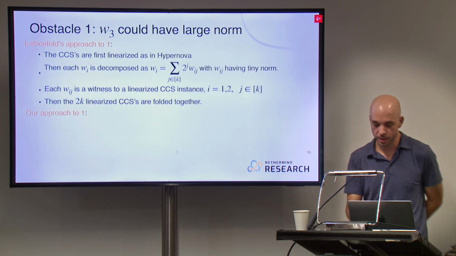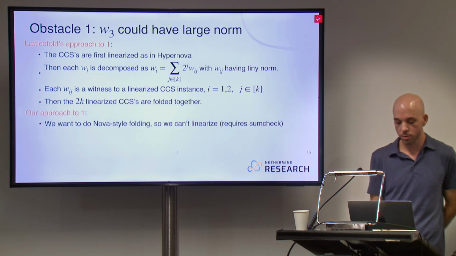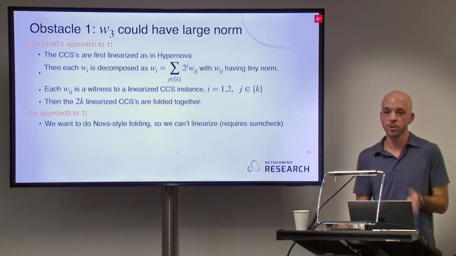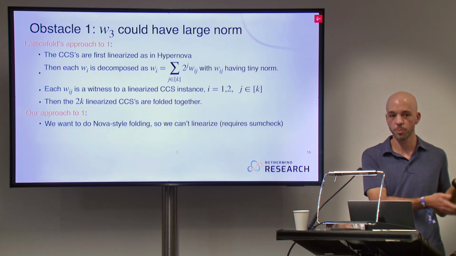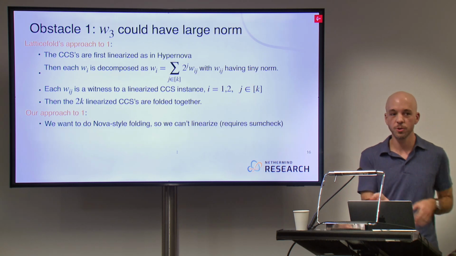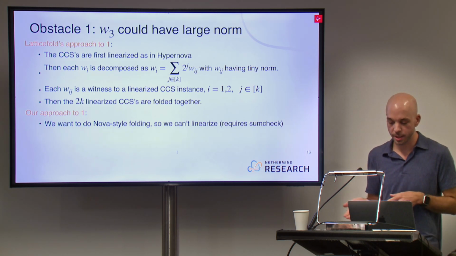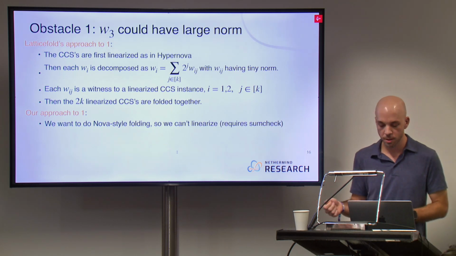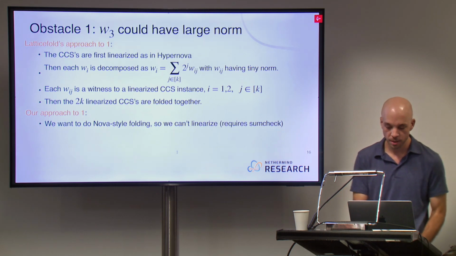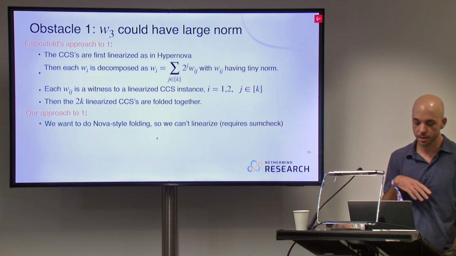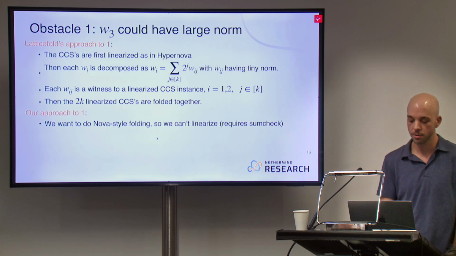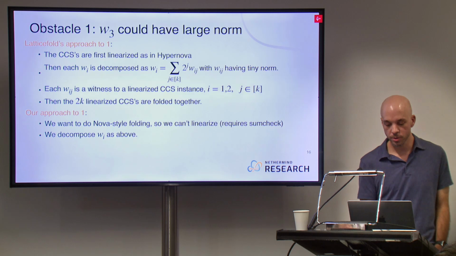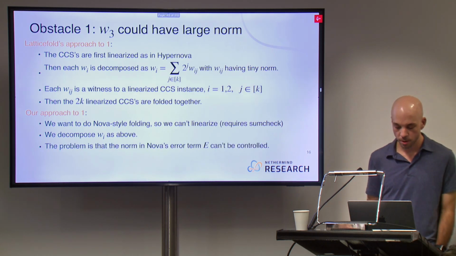This is just a recap of the last slide. And our approach to issue one is the following. We want to do Nova-style folding. We don't want to linearize, because if we linearize, we get out of R1CS or Plonkish constraints. And also, we don't want to use sum check, because sum check has several issues. One, it can be very expensive unless you optimize it heavily. And second, it introduces overhead when you want to do IVC. So what we do is we decompose W_i as in LatticeFold.